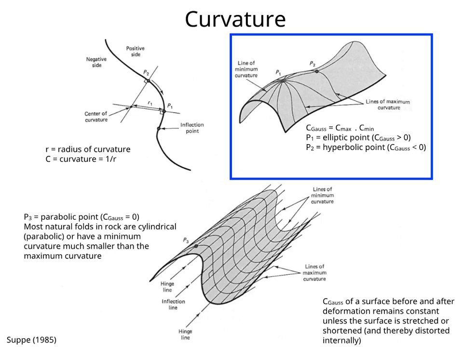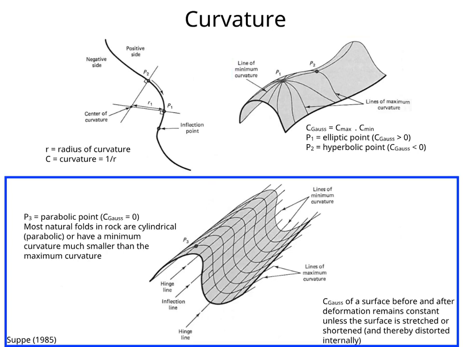We can define three classes of points on a surface based on the Gaussian curvature. An elliptic point, P1, has positive Gaussian curvature. A hyperbolic point, P2, has negative Gaussian curvature. And a parabolic point, or cylindrical point, P3, has zero Gaussian curvature. Most natural folds in rock are cylindrical or parabolic throughout. They have a minimum curvature very much smaller than the maximum curvature.